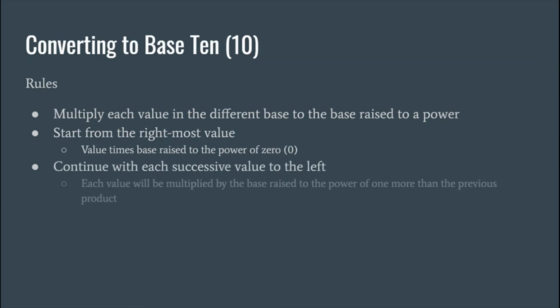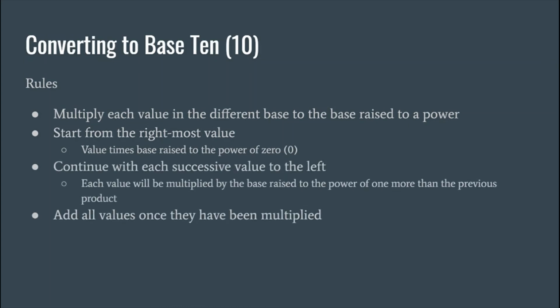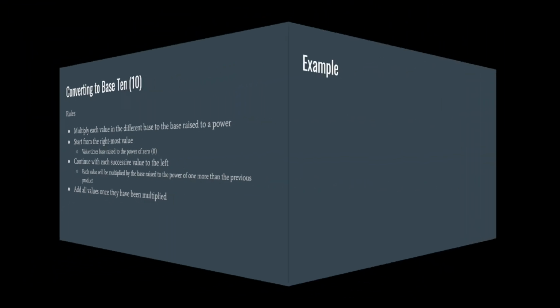What you're going to do is take each value in the base and multiply it by the base raised to a particular power. Starting from the rightmost value, you multiply that by the base raised to the power of 0. And each value to the left of that, you multiply by the base raised to a power 1 more. This looks confusing until you actually do the example. Once you have all those set up, you multiply and then add them all together.